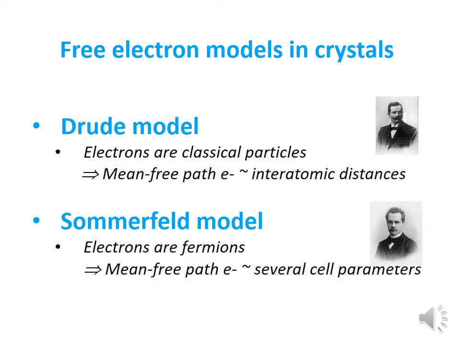When using one model or the other, we introduce the values of the electrical resistivity that can be obtained by measurements. It is interesting to note that in the Drude model, the electron mean-free path, that means the distance traveled by one electron before, on average, having been dispersed, having a collision with a potential, is of the order of the interatomic distance, while in the Sommerfeld model, it is of the order of several cell parameters. And this will allow us to see that we really need to move to the Sommerfeld model.